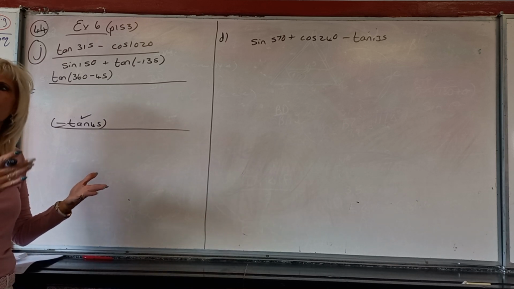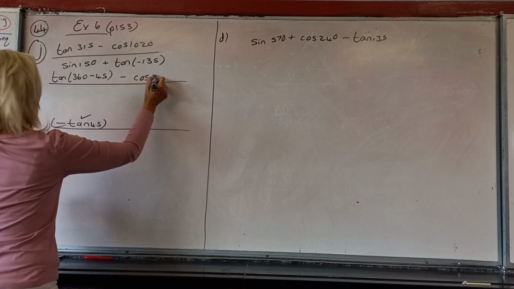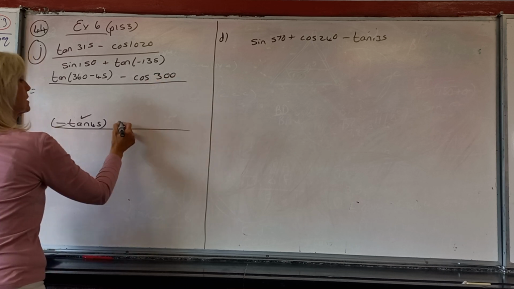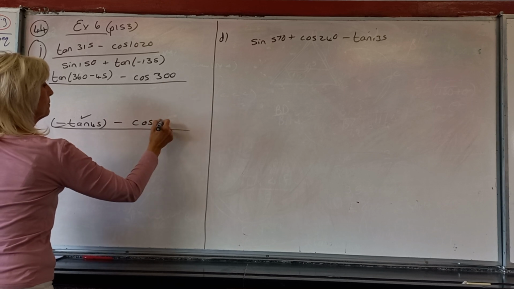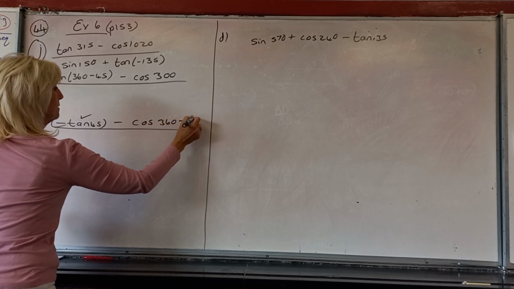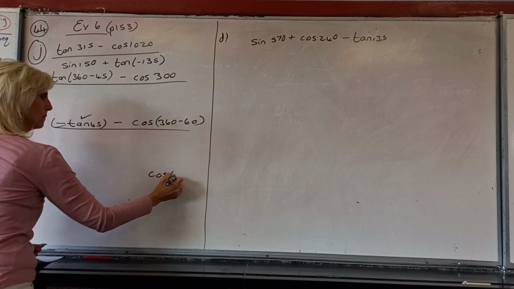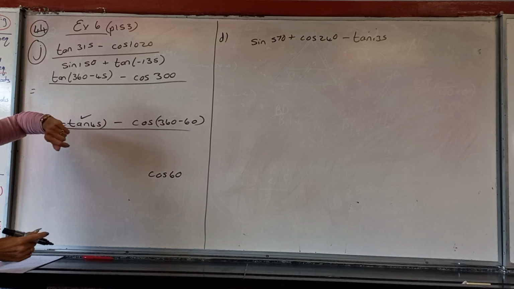Take away as many revolutions as you can, and where do you end up? 300. 360 minus 60. 300, so it's going to be cos 360 minus 60, which is going to then be cos 60.